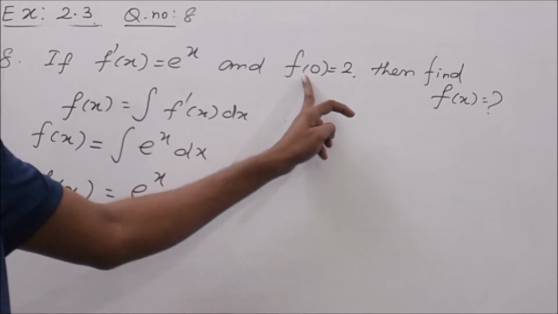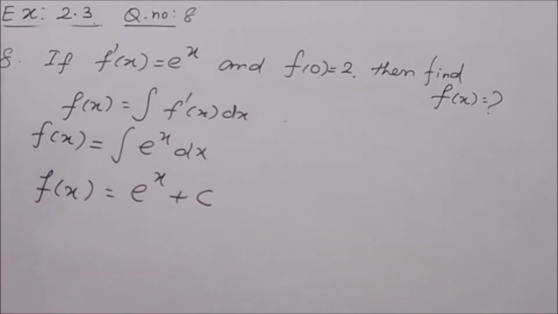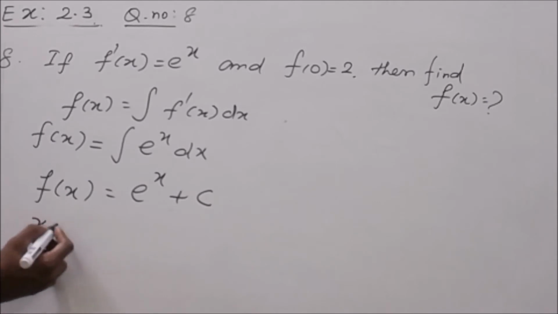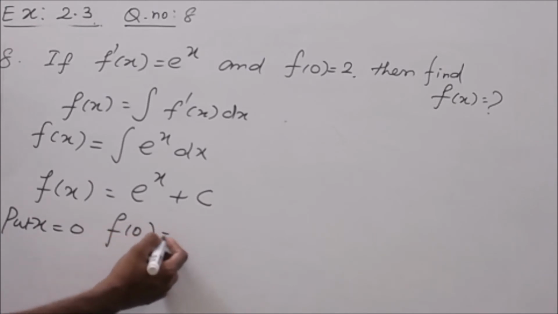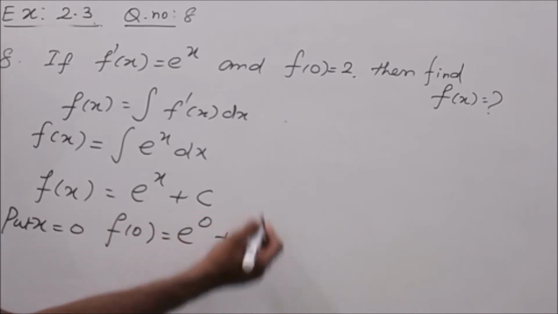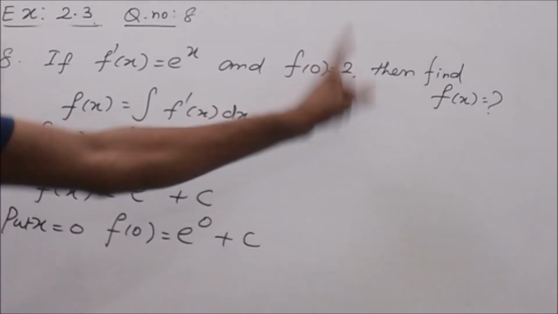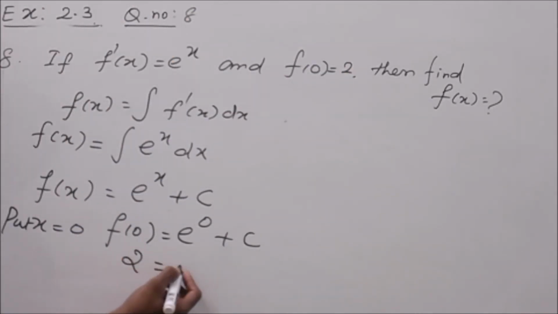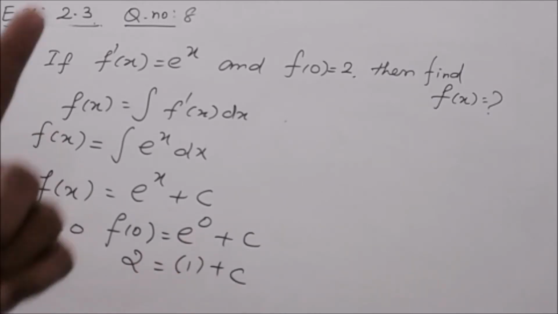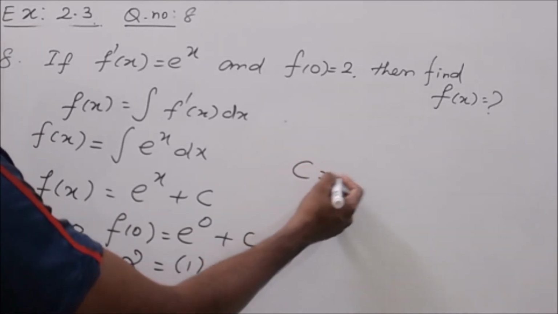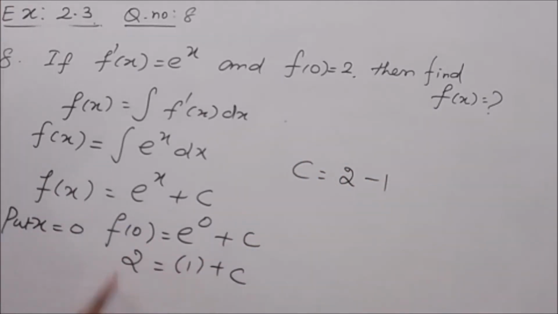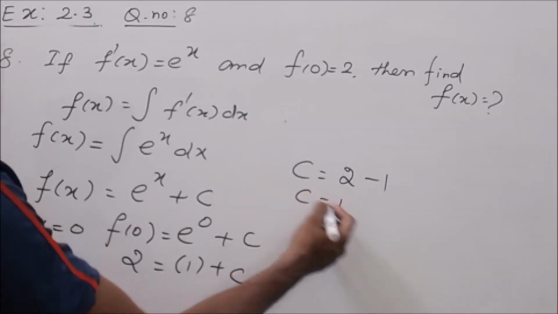Here when x is equal to 0, f(0) equal to 2 is given. So put x is equal to 0 in this. f(0) equal to e to the power 0 plus c. Now f(0) means the value 2. So 2 equal to e^0, which is 1, plus c. Anything to the power 0 except 0 is 1. So e^0 is 1. So 2 equal to 1 plus c. Now c is equal to 2 minus 1. So c is equal to 1.